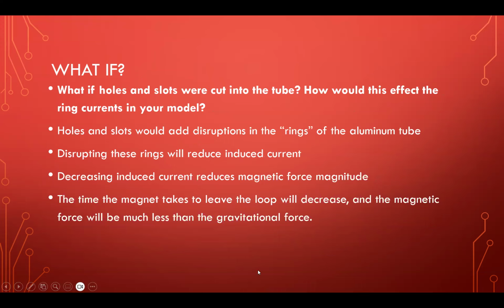What if holes and slots were cut into the loop? How would this affect the ring currents in our model? Holes and slots would add disruptions in the rings of the aluminum tube, and this would lead to a reduced induced current. Decreasing induced current reduces the magnetic force magnitude, and this would decrease the time that the magnet is in the loop, and it would fall with much less force on it than the gravitational force.